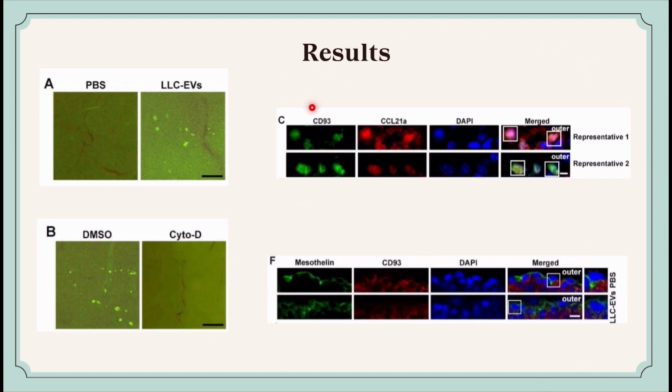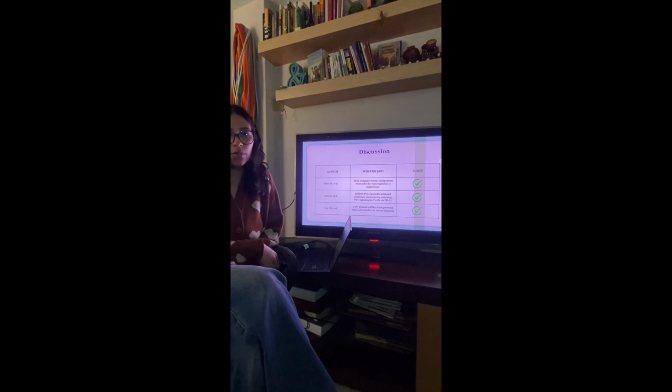In C, CD93 and CCL21A proteins in PMSAs of LLC lung tumor-bearing mice were detected. The CD93 and CCL21A have a pretty high expression. In F, mice were intrapleurally injected with LLC-EVs. We can see that in the presence of PBS, the expression of mesothelin and CD93 is higher than in the LLC-EVs. Then, in the discussion, we took 3 authors.